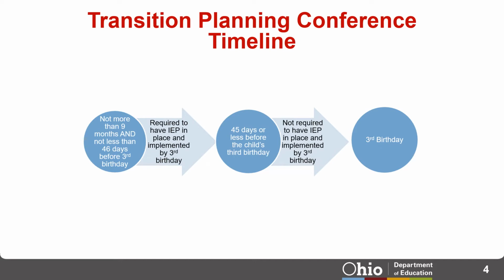If the transition planning conference occurs not more than 9 months and not less than 46 days before the child's 3rd birthday, then the district is required to have an IEP in place and implemented by the child's 3rd birthday. If the transition planning conference occurs 45 days or less before the child's 3rd birthday, or the child is referred to Part C 45 days or less before the child's 3rd birthday, then the district is not required to have an IEP in place and implemented by the child's 3rd birthday, and the district would be required to follow the 60-day timeline.